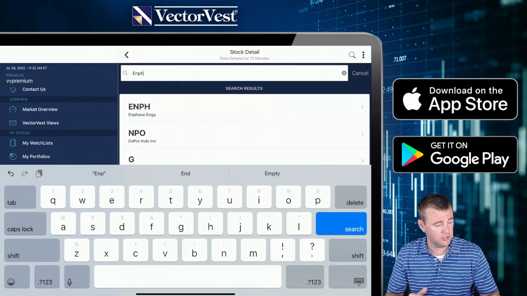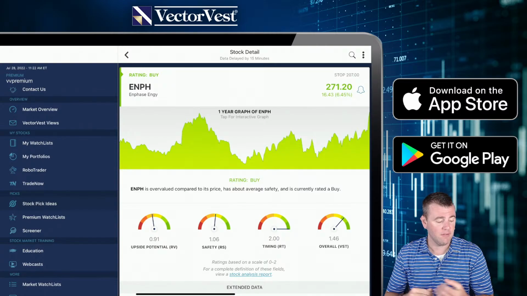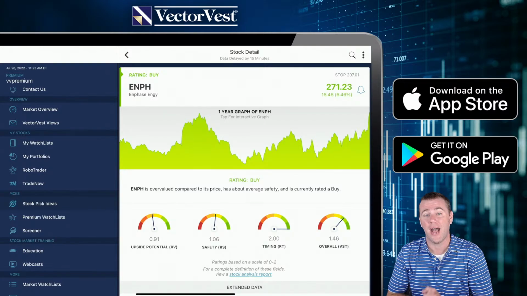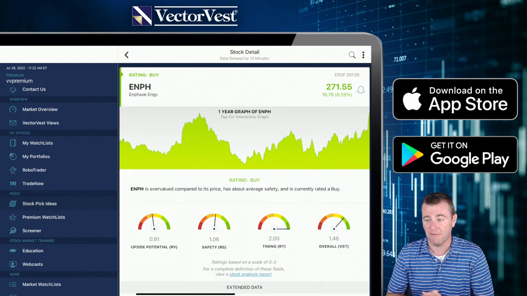Enphase, poor long-term potential, but does have less risk associated with it compared to the average stock out there. Look at that timing, 2.0, man. This thing is on fire here today. Steadily moving higher, rocketing up higher here. Overall, stock is definitely favorable.